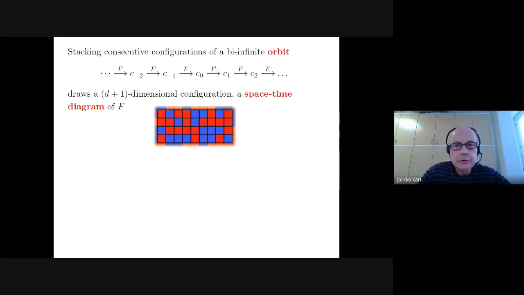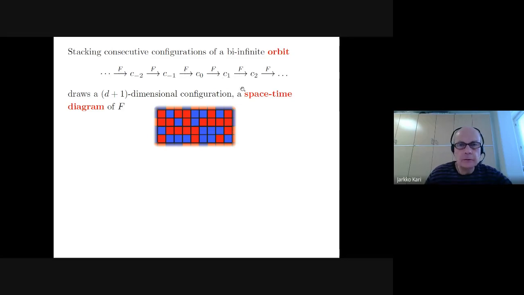I will extensively use space-time diagrams of cellular automata. A space-time diagram of a d-dimensional cellular automaton is a d plus 1 dimensional configuration where we have one more dimension for the time direction. So you take an orbit of your cellular automaton, a sequence of consecutive configurations under the iteration of the CA, and then you stack these configurations on top of each other, one after the other, in that new dimension that you have. So you get a space-time diagram.